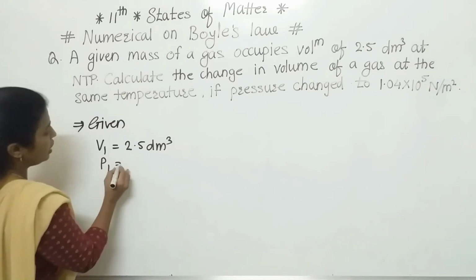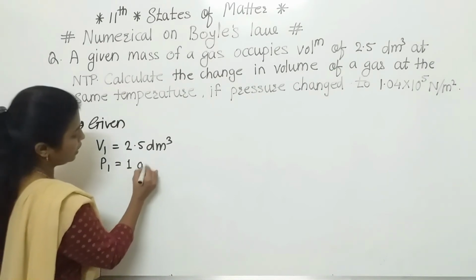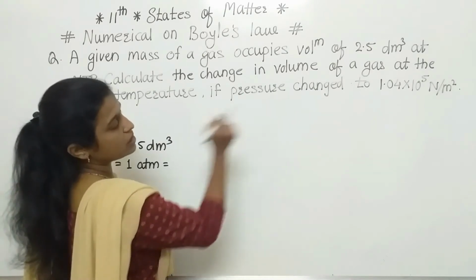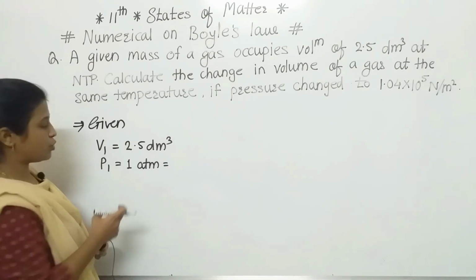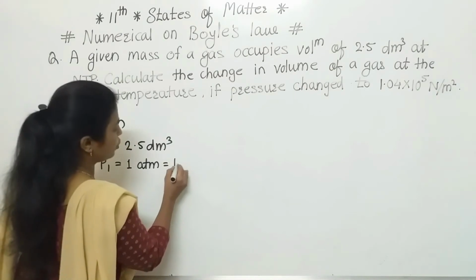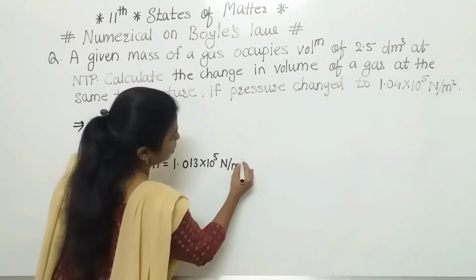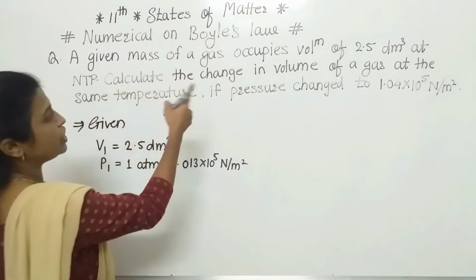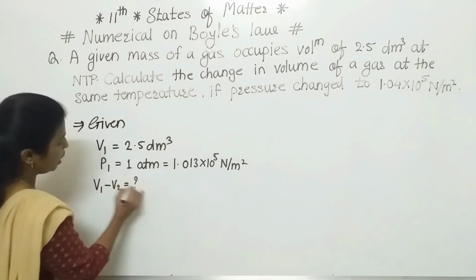So what is the pressure? As we know, in normal temperature pressure, the normal pressure is 1 atm, and 1 atm is nothing but 0.013 into 10 raised to 5 Newton per meter square. Second pressure is given as 1.404 into 10 raised to 5 Newton per meter square. So here we have to convert this value into Newton per meter square. Next, calculate the change in volume, meaning V1 minus V2, that we have to find out.